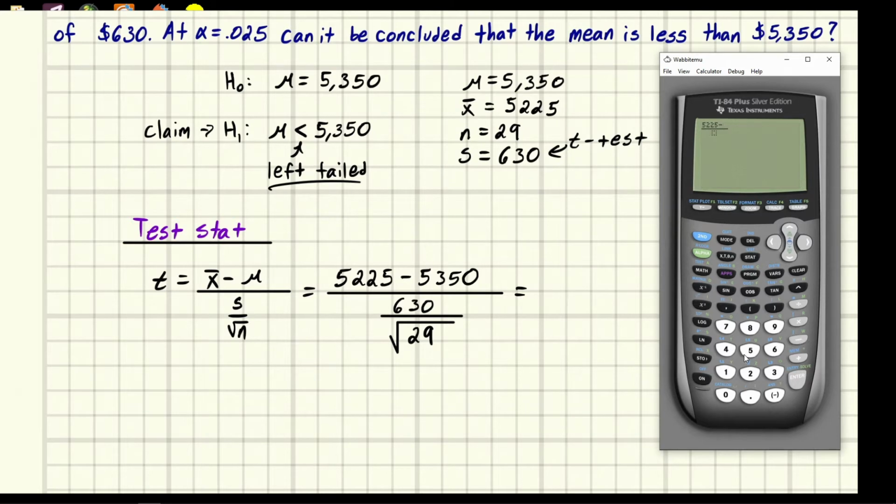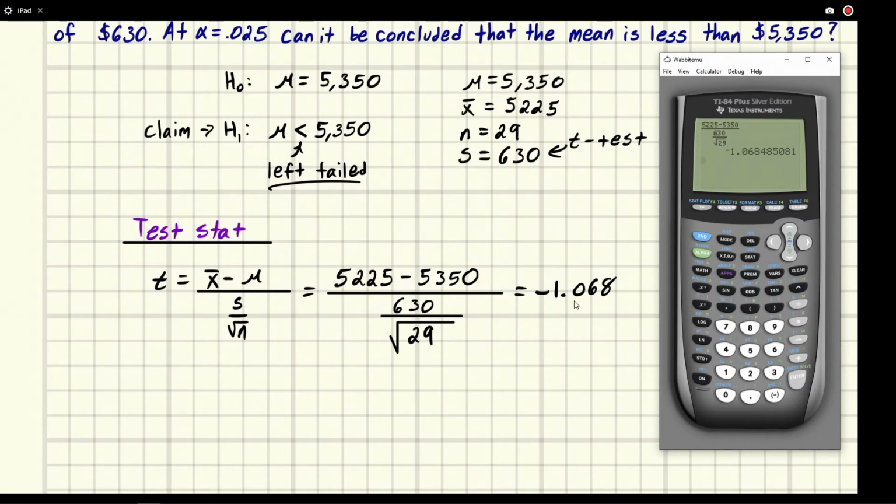5,225 minus 5,350 over, we're going to go ahead, we're going to type another fraction, 630 over the square root, which is the second, and then the blue key here, 29. We do this, we get a test stat of negative 1.068. Now, this is our test stat.